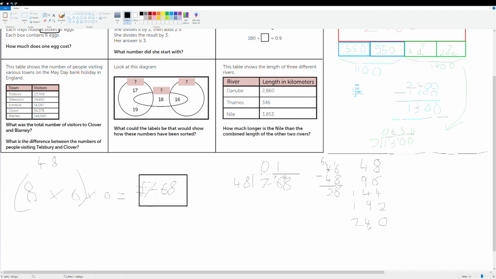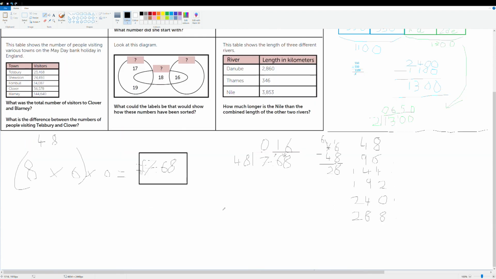We're now at the halfway mark. And then there'll be one more, which is 288. And convenient enough, we don't even have a remainder here. We've got 1, 2, 3, 4, 5, 6 lots here. So that means that each egg is 16p, I should say, and 48 eggs at 16p comes to £7.68. And you can check this.